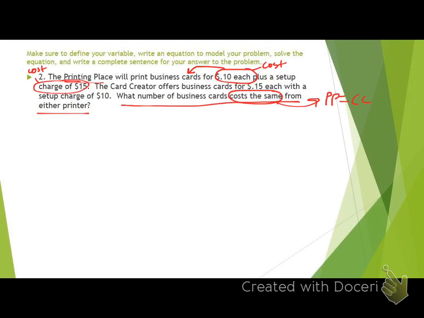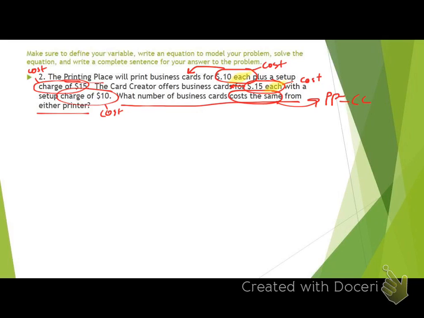The card creator. Let's see, there's 15 cents each. Again, each card. And then a setup charge of $10. Right? But this is cost, and this is cost. Right? For the card creator. All right. So those are our important values. There are words of "each" in here, and that's going to indicate that we're going to multiply some stuff together. So let's go through and see if we can set this up.